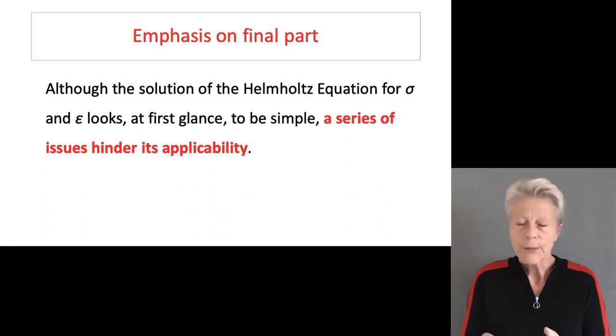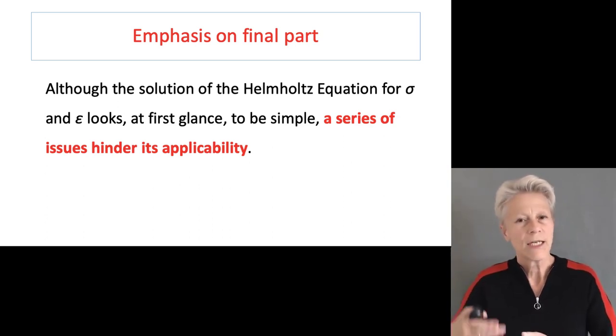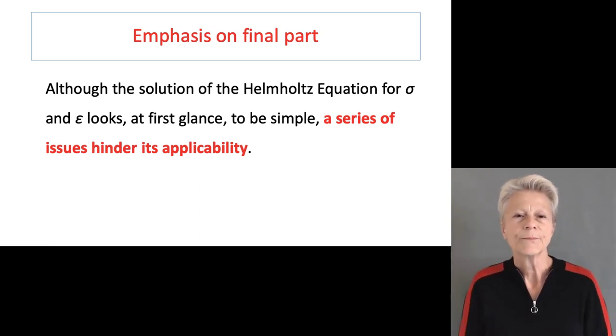Now, the second part is more important. It's in fact the main clause, the most important clause, and because it's in end position, it stays longer with the reader.